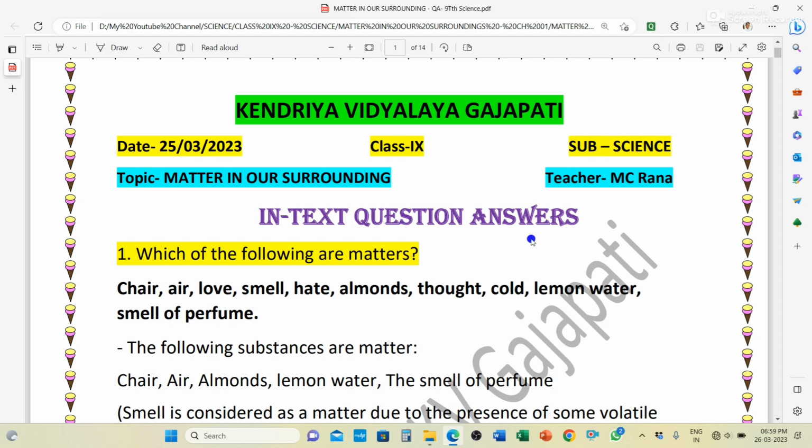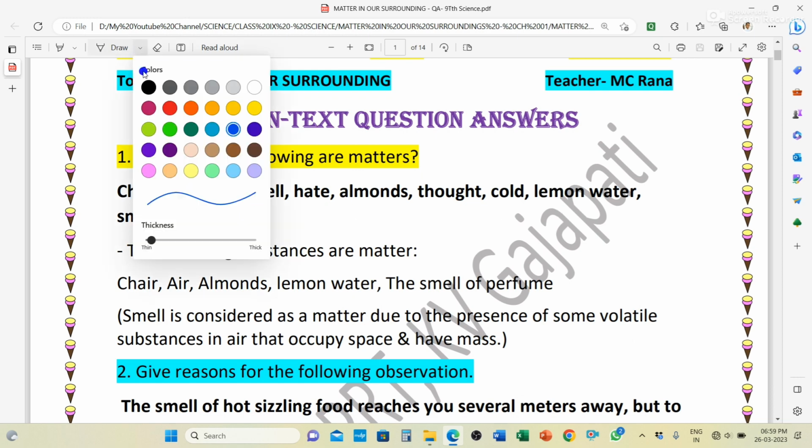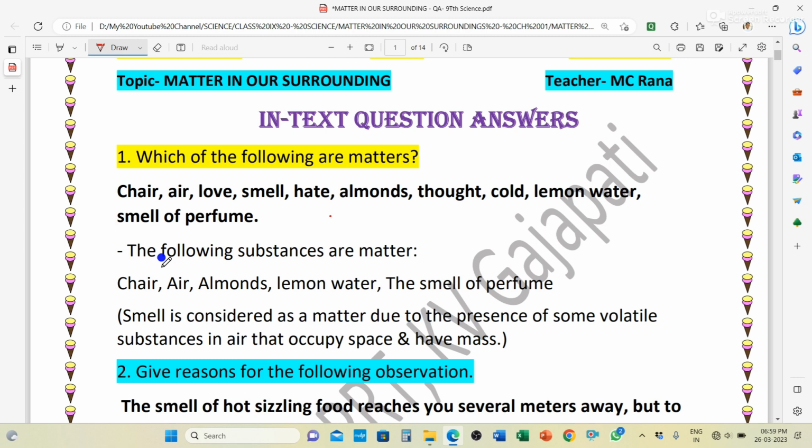So first, in-text question answers, those question answers which are given in your chapter. First question is, which of the following are matters? Chair, air, love, smell, hate, almonds, thought, cold, lemon water, smell of perfume. You know what is matter? We have already discussed that matter is something which has mass and volume. Volume means it occupies some space, and mass.